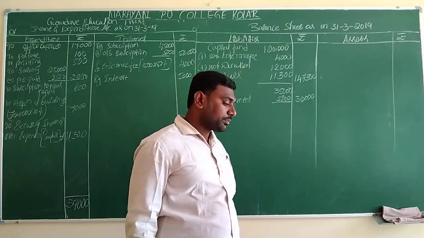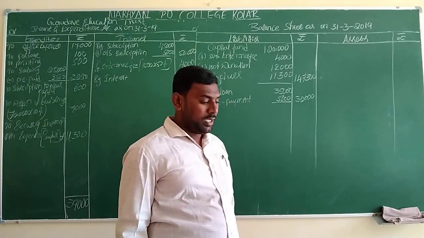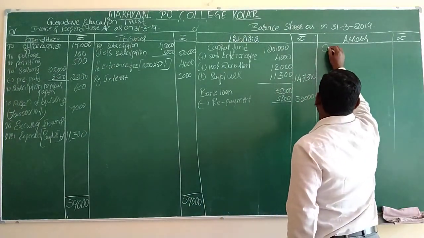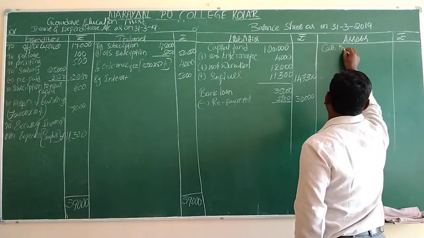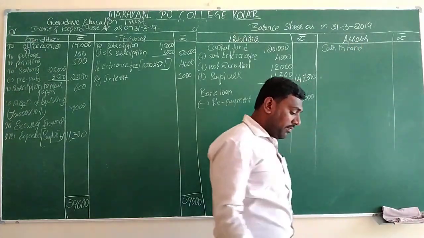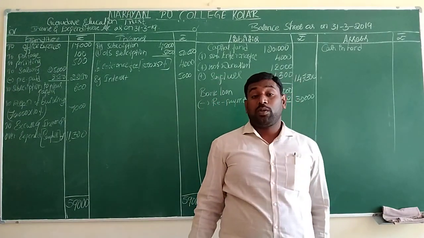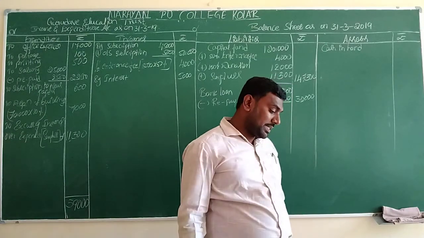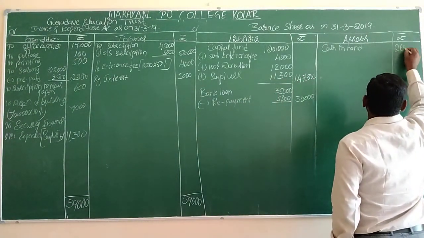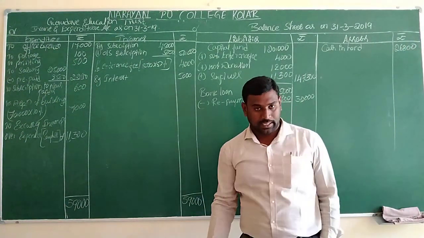Next, come to the asset side. In the asset side, the first heading given is cash in hand. We write the heading cash in hand, but the value we take from the receipts and payments account. At the end they have given 26,800. 26,800 is the present value of the cash balance.